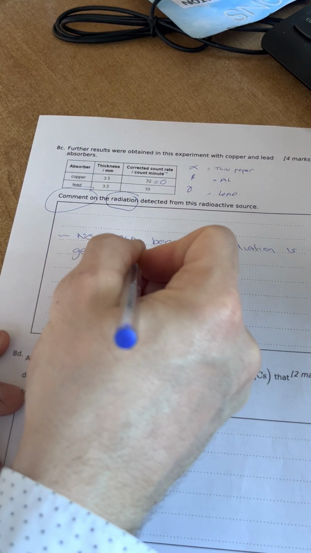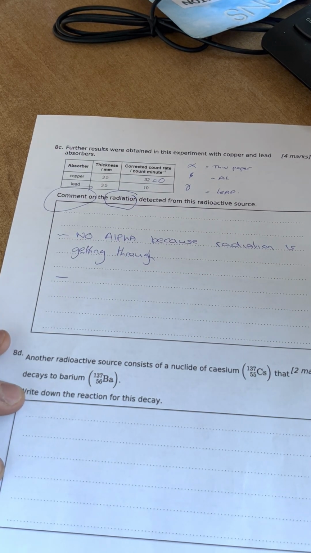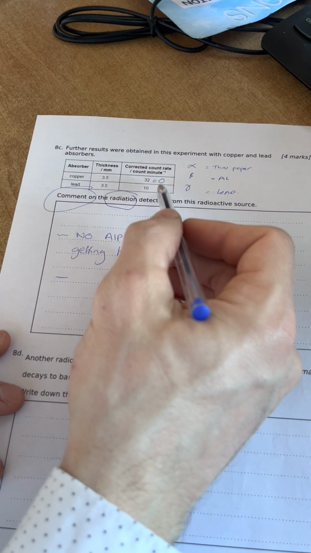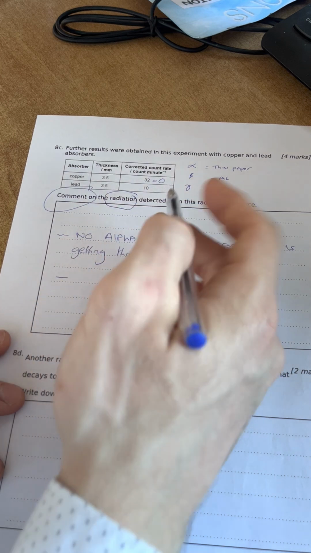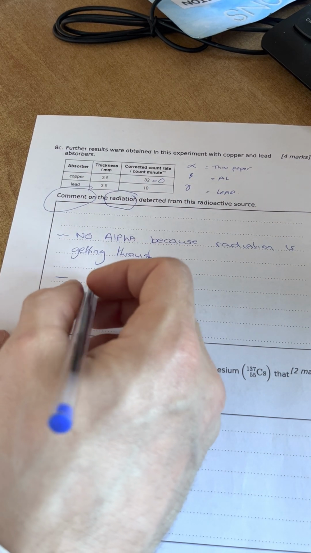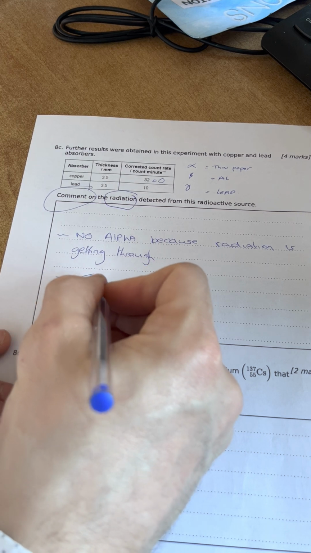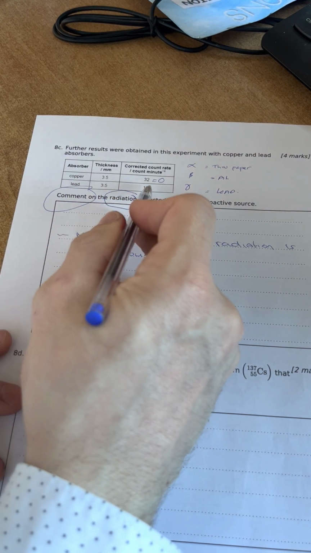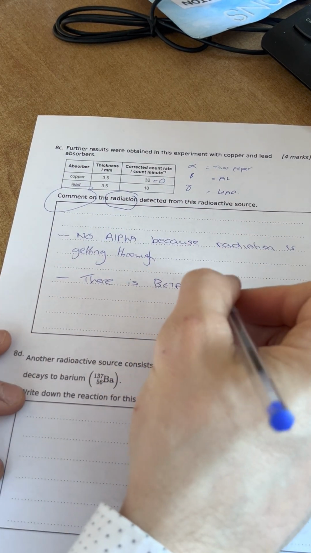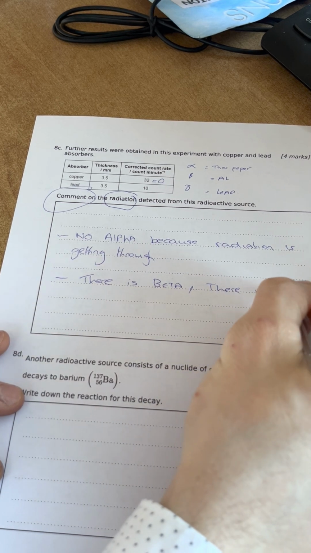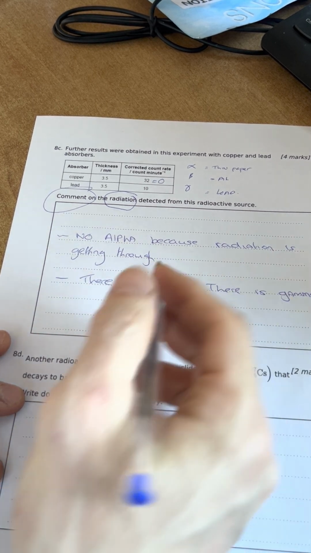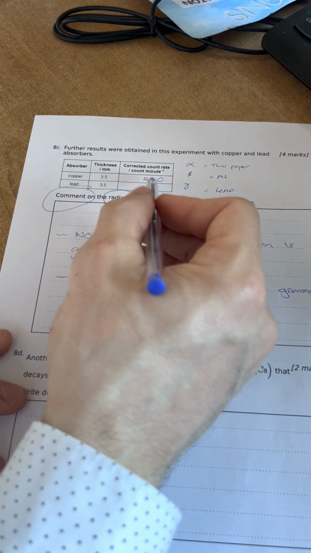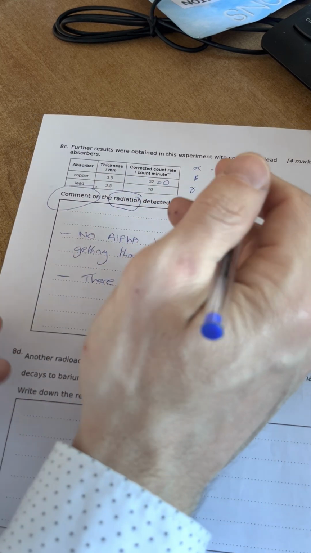Is getting through. My second point would be, well, okay, what's happened here? The radiation's gone down. So there must be some beta because radiation is getting through. Okay, there is beta, but there is also gamma because it's getting through the lead. There is some getting through the lead. So if there was no beta in there, then we wouldn't expect to see this drop. Okay, we wouldn't expect to see this drop.